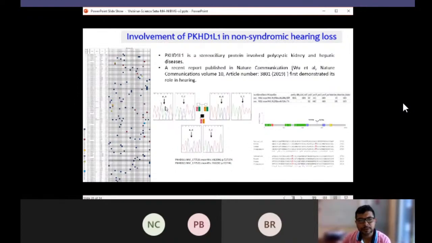Then when we probed into the patient's family, the segregation analysis shows that the father has a mutation in one copy of the gene, and the mother has a mutation in the other copy of the gene. Unfortunately, this patient received both defective copies from the parents. This is where these mutations are located. We looked into the conservation status, and we can see that both of these mutations are actually conserved.